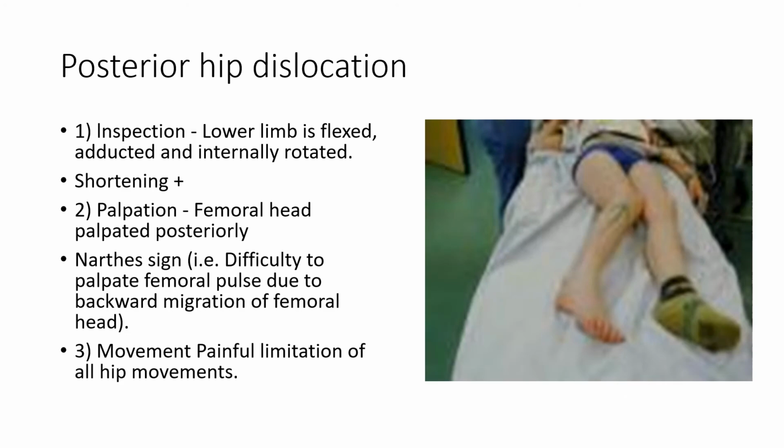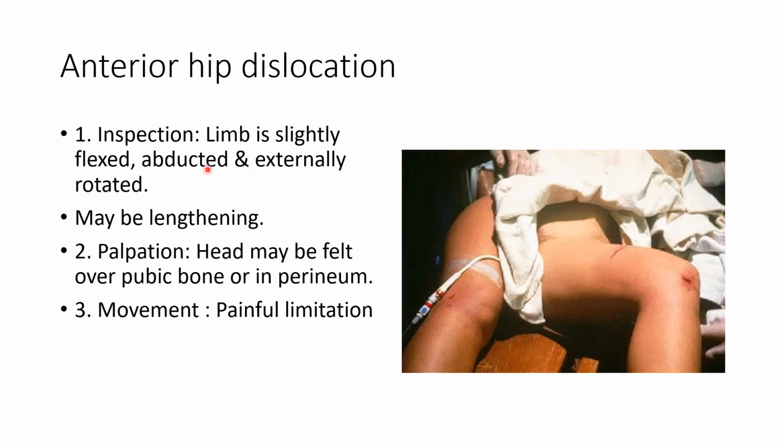Coming to the clinical features of hip dislocation. In posterior hip dislocation, it is known as FADIR, F-A-D-I-R: F for flexion, AD for adducted, and IR for internally rotated. In anterior dislocation, it is FABER: F for flexed, A for abducted, and ER for externally rotated.